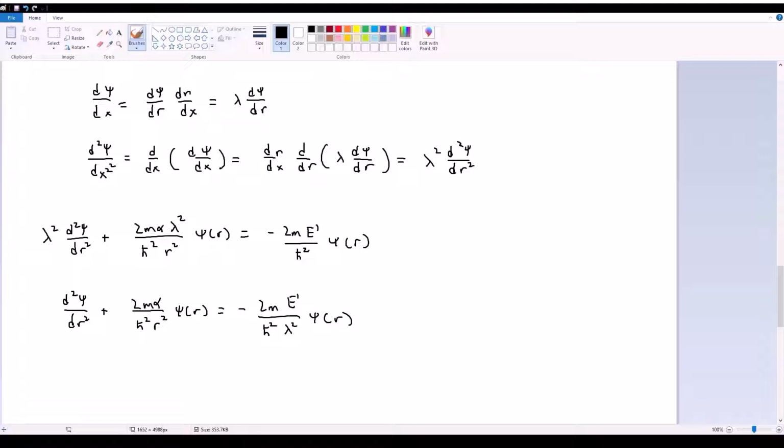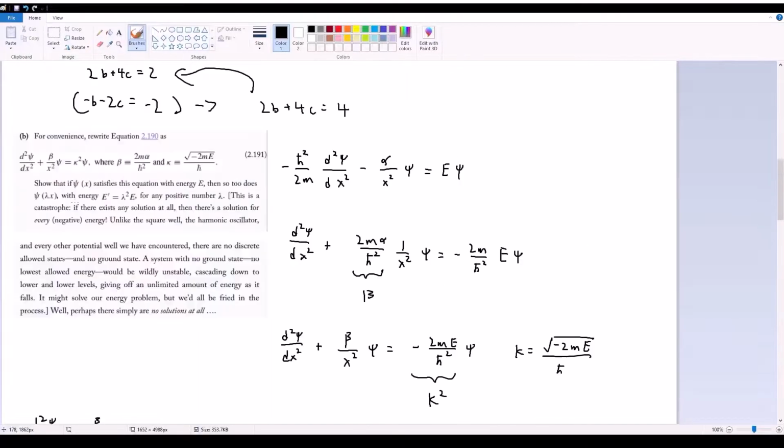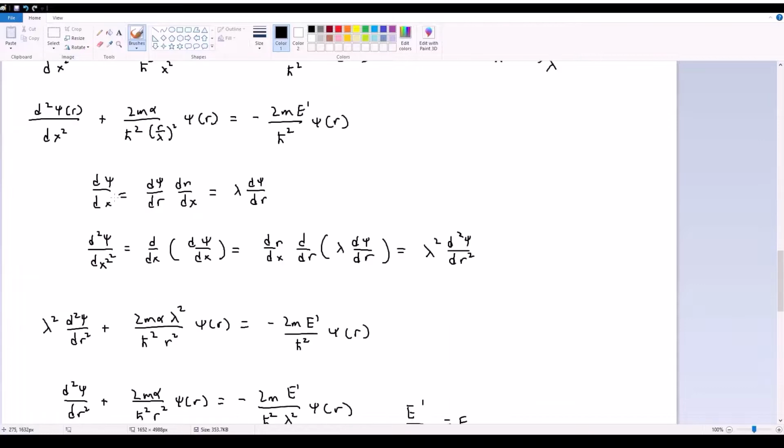Now, the left side of this equation is the exact same as the original, only we have r instead of x. And the right side is somewhat different, but we can change it to be the exact same via substitution, because remember, we have that e prime over lambda squared is equal to e. Is that correct? E prime? Yeah. E prime equals lambda squared e.